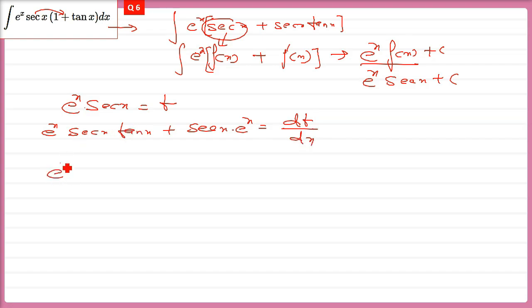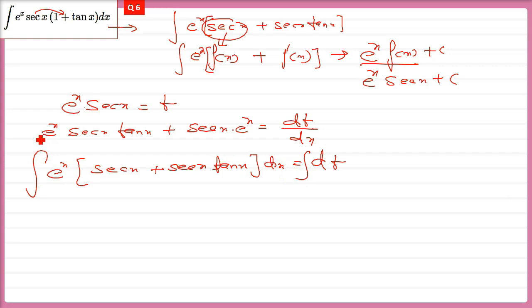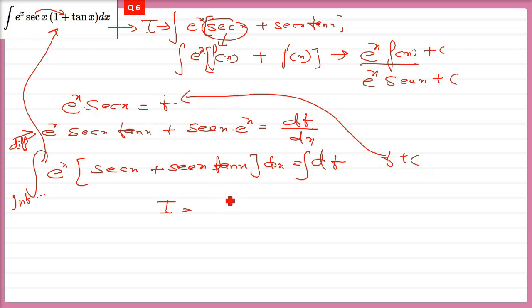Now I'm just rearranging this. e raised x, then sec x plus sec x tan x, and this is equal to dt by dx, which I am bringing on the left upstairs. Now integrate both the sides. So first we differentiated, assuming t to be equal to e raised x f(x), which is sec x, and then integration. Now you don't have to integrate because this integration is nothing but the question itself. So you can just call it as I, and that will be equivalent to t plus c. What is t? t you assumed to be e raised x sec x.